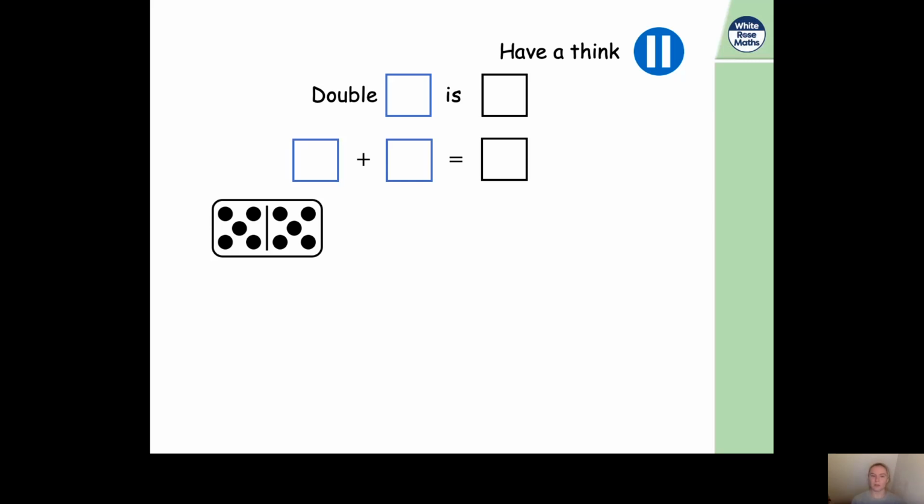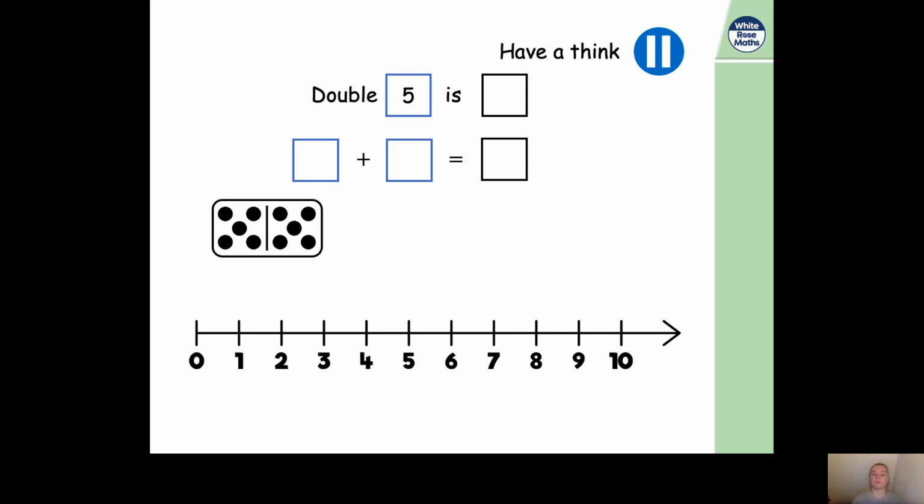Okay, let's see if you were right. So how many dots are on the first part of the domino? Yes, that's right, there's 5. Okay, so we're trying to work out double 5. Now, if we're working out double 5, we'll start with 5 in our number sentence, and we need to add the same amount again. So 5 plus 5.